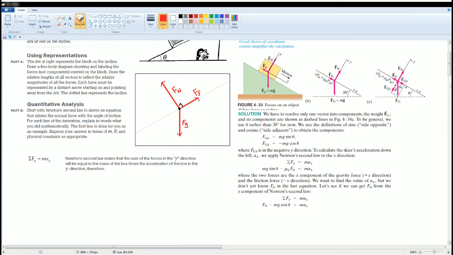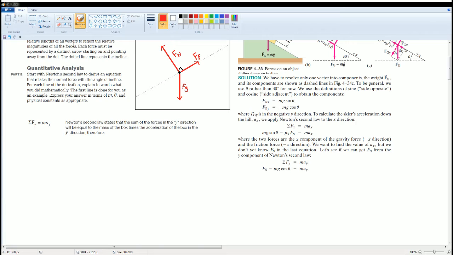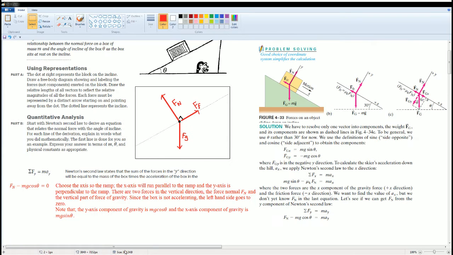Now we could apply this question. Start with Newton's second law to derive an equation that relates the normal force with the angle of the incline. Here they give you the first step. So this is what I wrote. I choose the axis on the ramp. The x-axis will run parallel to the ramp. If you take a look at the ramp here, this is what I am referring to. This direction here is going to be the x-axis, and the y-axis is going to be perpendicular to the ramp.